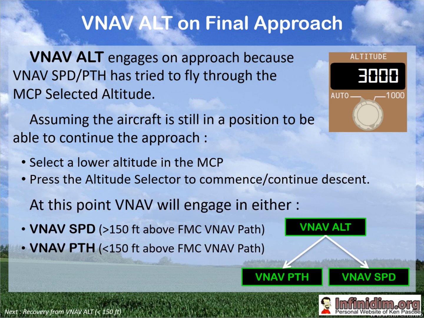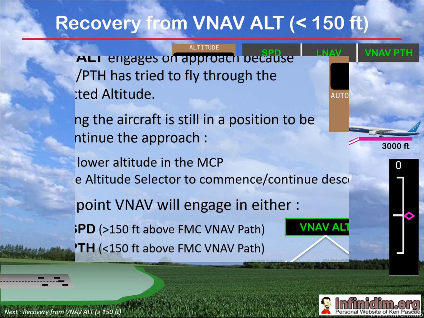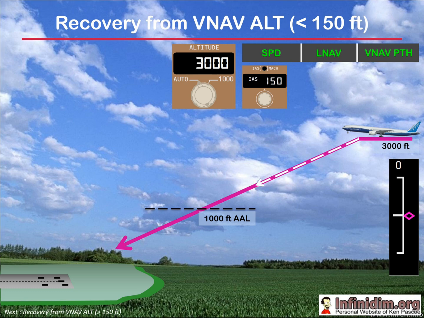In recovering from a VNAV ALT capture, the recovery procedure will commence with either VNAV speed or VNAV path, depending on how far above the path you find yourself when you recognize the problem. If you're on top of your FMA, you'll pick up on the VNAV ALT enunciation prior to 150 foot above path divergence. With the correct recovery technique, VNAV path will re-engage, and assuming sufficient altitude, a good recovery is likely. So here we are on path, configured, but the crew have forgotten to set the altitude selector to the next restriction.